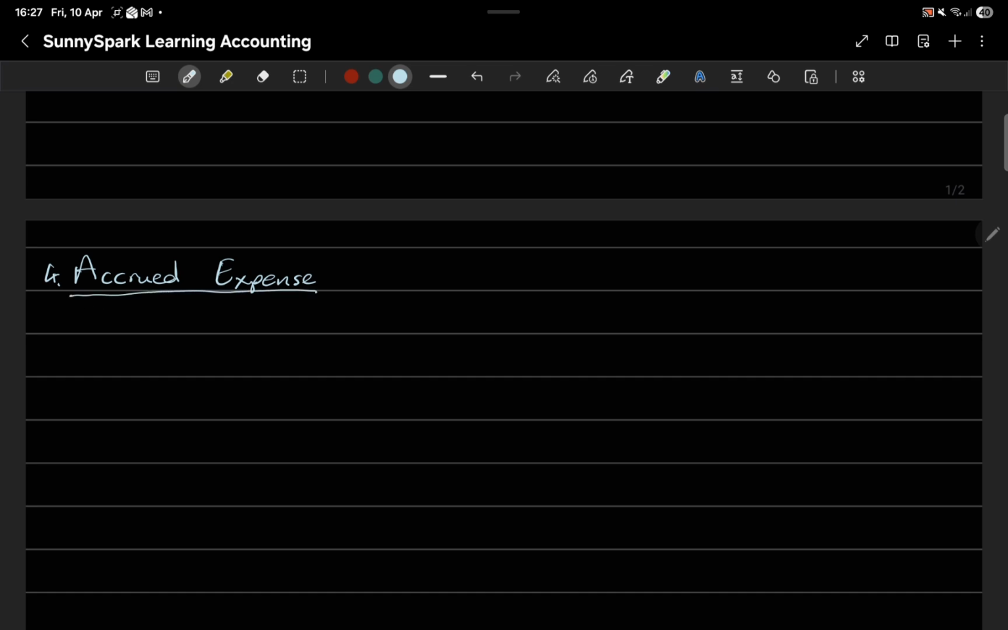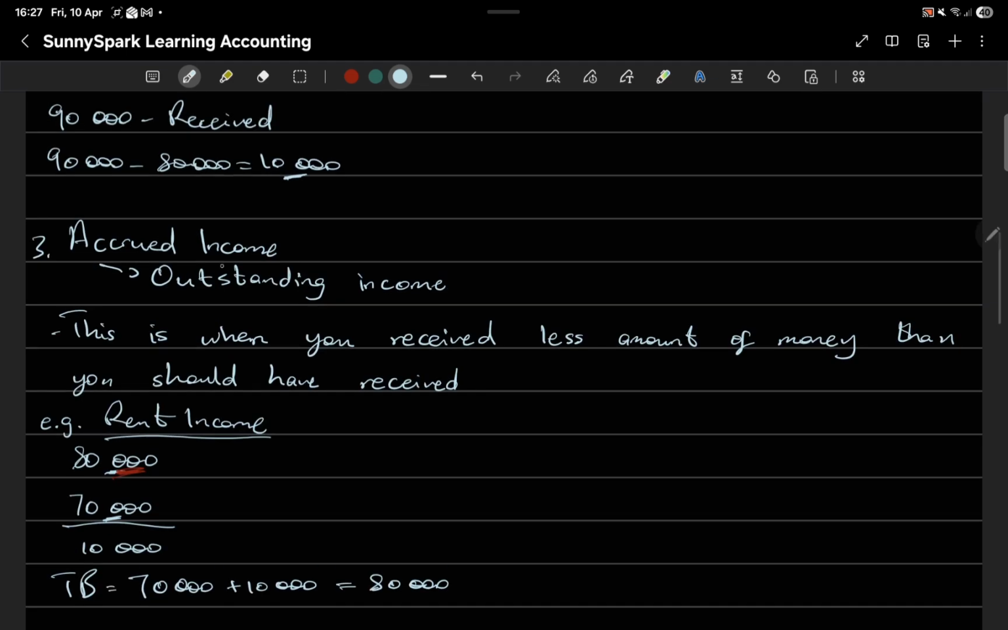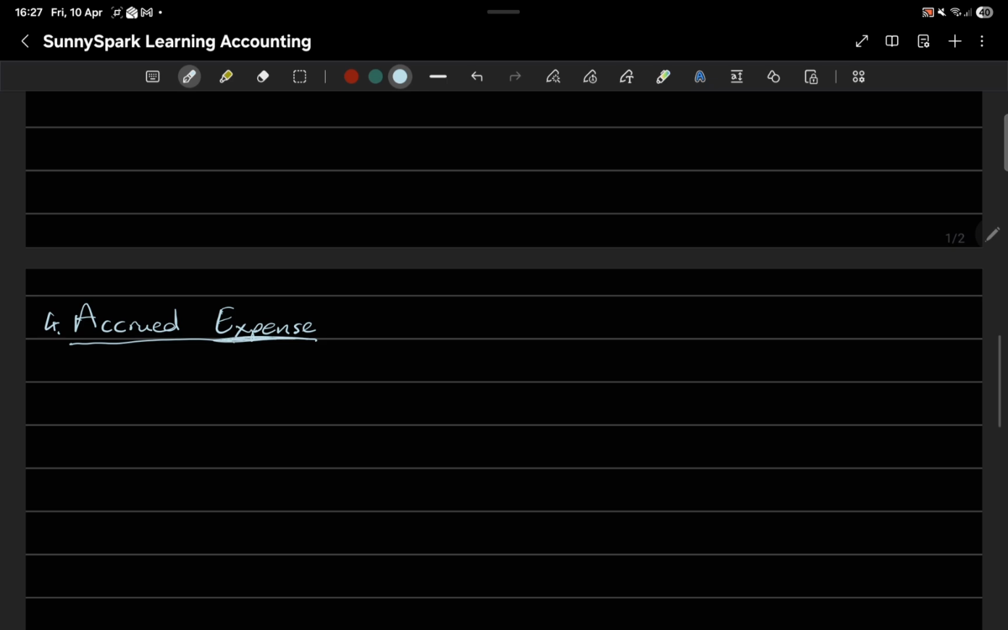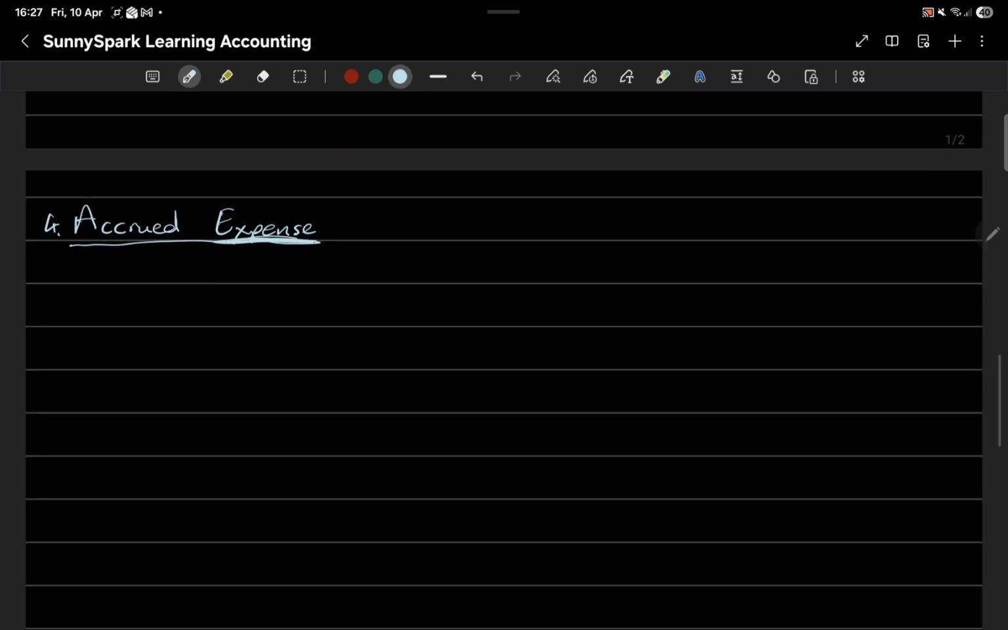This is similar to accrued income, but the opposite. How? In accrued income, we were talking about income. We were talking about receiving. But in this case, we are talking about expense. So an expense, you'll define it in this way: an expense that you have not paid yet.